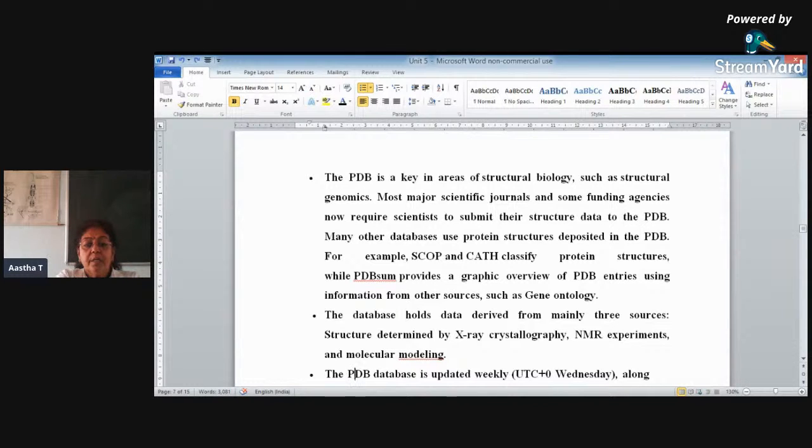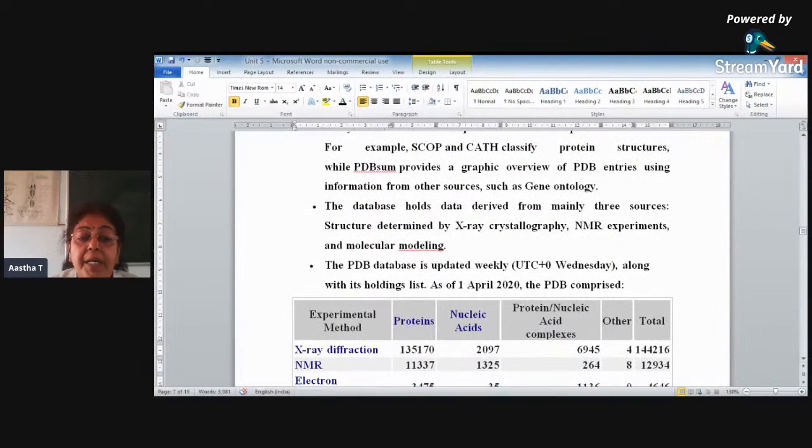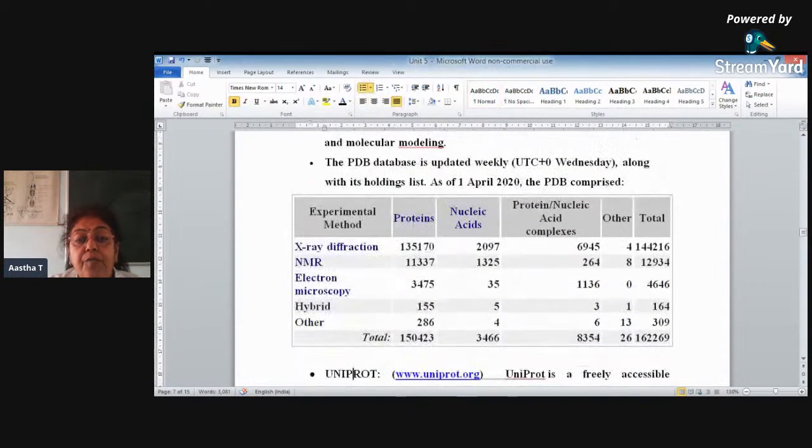The database holds data derived from mainly 3 sources: structure determined by X-ray crystallography, NMR experiments, and molecular modeling. So whatever data is collected, it is collected by passing the protein through these techniques, or by analyzing the structure of these proteins by these techniques, and then that data is submitted. The PDB database is updated weekly. आठवड्यातनं म्हणजे बुधवारच्या दिवशी त्याला अपडेट केलं जातं. And according to 1st April 2020, I have that only information.